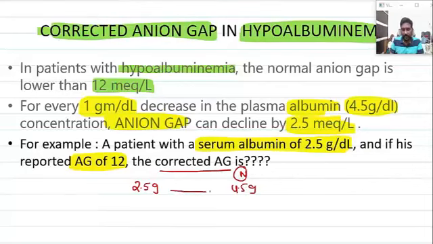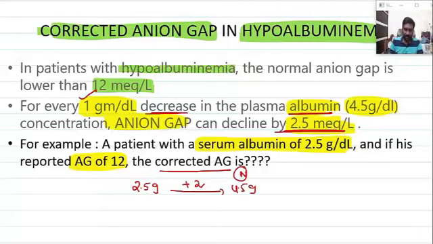4.5 gram. So the difference here is plus 2. So we have understood that for every 1 gram decrease in plasma albumin from normal value, anion gap can decline by 2.5 milliequivalent. So for 1 gram decline, it will be 2.5 milliequivalent decline. So if at all albumin is increased by 1 gram, the increase in anion gap will be 2.5 milliequivalent. So the relationship can be vice versa.